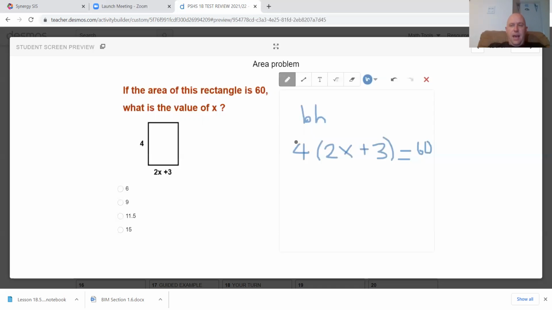Bravo, that would definitely help. I'm just going to go ahead and distribute because I know when I see parentheses, that will definitely get me to the right answer too. 4 times 3 is 12. Oops, let's try that again. There we go. Equals 60.